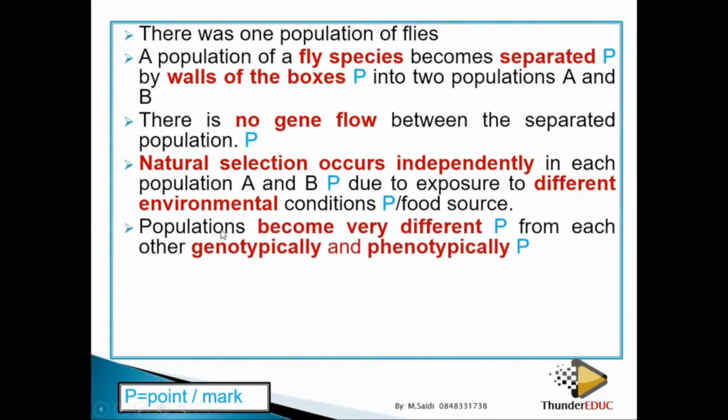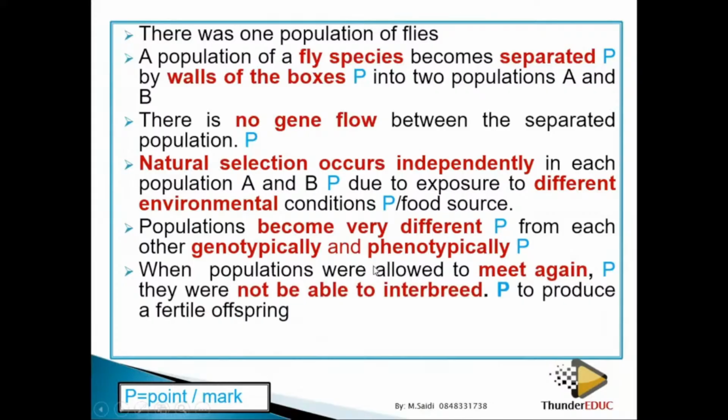Hence, this will result in the population becoming very different from others, genotypically and then phenotypically. You have to start with the genotypically and then talk about phenotypically, because it's the genotype which determines the phenotype. And then you're saying that when the populations were allowed to meet again, they were not able to interbreed. So when you remove the box and make them mix, they are not able to interbreed to produce a fertile offspring. Don't forget this.